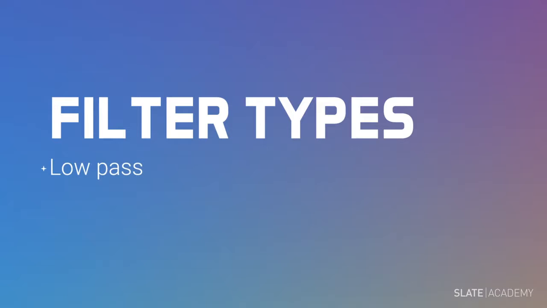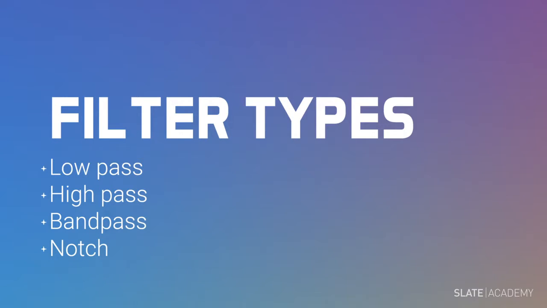Low-pass filters allow only the low frequencies to pass through the filter. High-pass filters allow only the high frequencies to pass through the filter. Bandpass filters allow only the mid frequencies through the filter. And notch filters zero in on a very narrow frequency range in order to cut a specific set of frequencies.